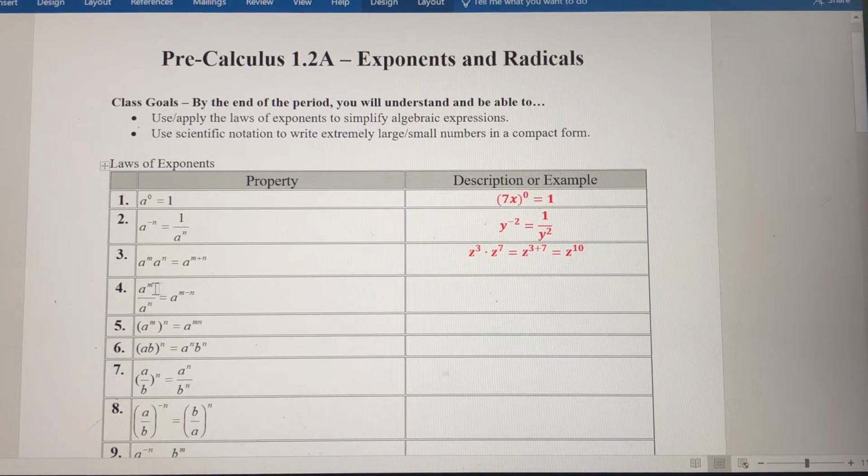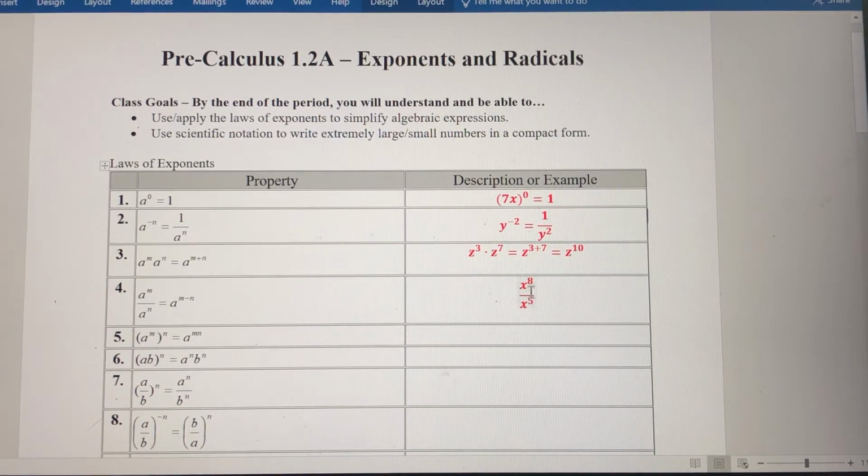If you divide two exponential expressions with the same base, we're going to subtract those exponents. Again, notice the bases are the same. We're going to do m minus n. So let's say our common base here is x. Because those bases are the same, I can subtract those exponents, 8 minus 5. So x to the 8th divided by x to the 5th is x cubed.